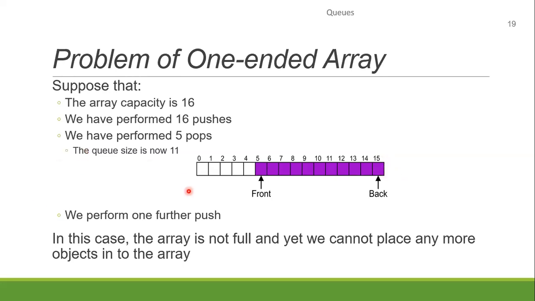Even though there are 5 spaces left here, if you insert the element into this location, it will break the serial order of the array, because we have to keep thinking that this is the first, this is the second, third, like this, right? So this is the problem with a one-ended array. The array is not full, yet we cannot place any more objects in the array. We have 5 empty spaces and still we cannot insert any object.